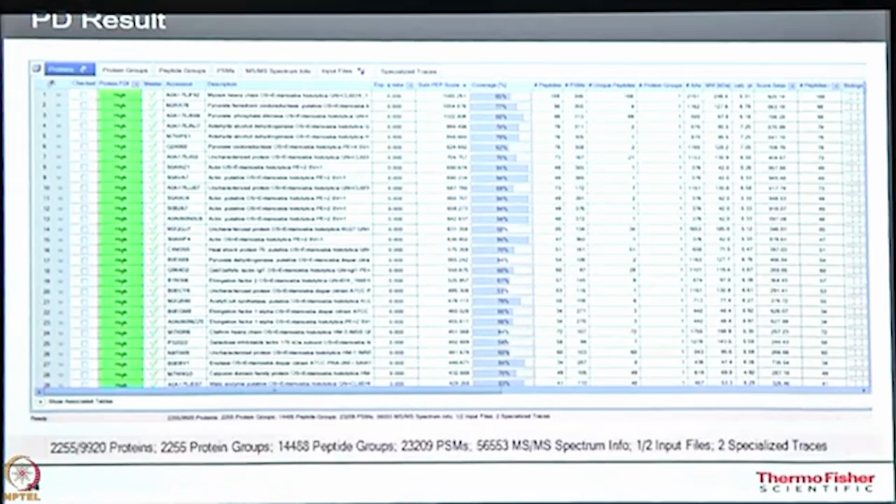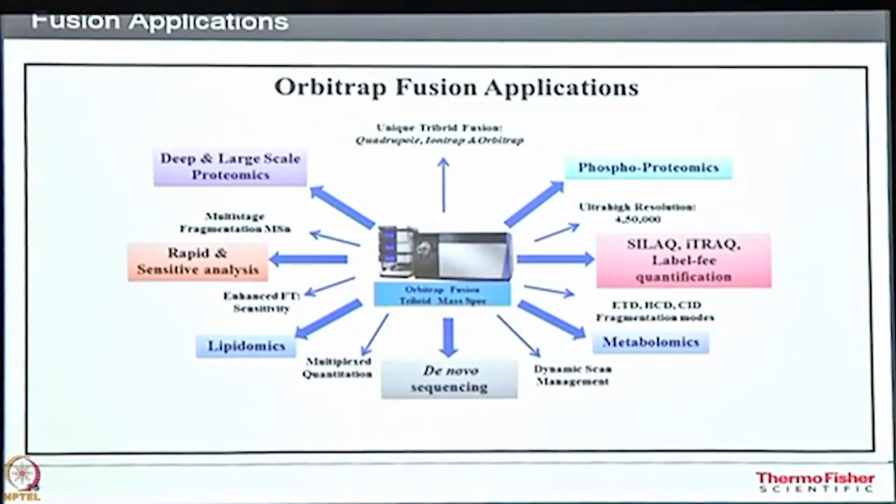Here we have identified almost 2255 protein groups. From that data set, it has extracted this many MS/MS spectra, which when we match against the database give us this many, 23,000, PSMs, and out of these PSMs we are getting 2255 protein groups. So right now I'm talking about the identification, just how to do it.